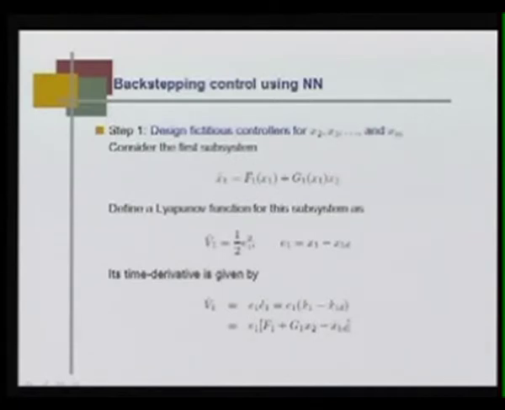So, consider the first subsystem. The first system was in strict feedback form, x1 dot is f1 x1 plus g1 x1 into x2, right. So, define a Lyapunov function for this subsystem. We have already seen that V1 is half e1 square, where e1 is x1 minus x1d, because we are trying to design a tracking controller. We could have simply taken V1 equal to half x1 square if I were simply stabilizing around the equilibrium point. Instead, this is for a tracking controller.